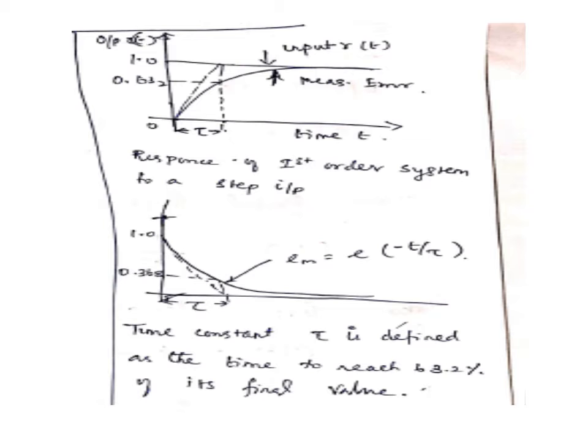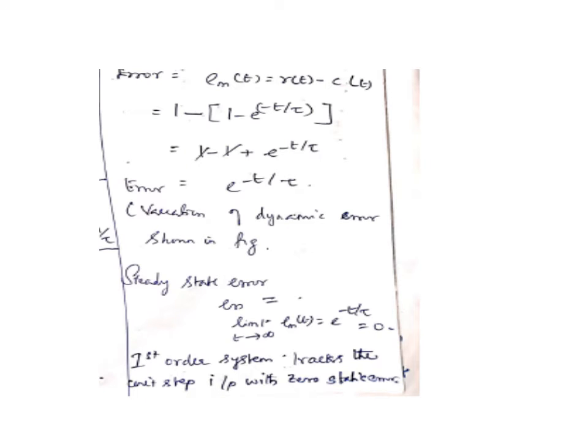Okay, and within the time tau, the output is going to reach 0.632 times the input. This is an important calculation, and you have to remember that one. Then the time constant tau is given as the time to reach 63.2% of its final value. Then the second diagram, shown here, is nothing but the error. The error e of t is equal to r of t minus c of t.